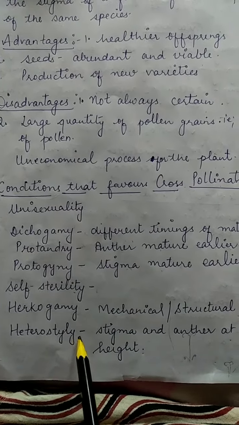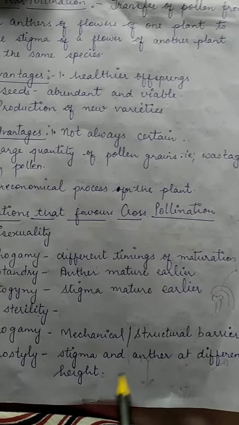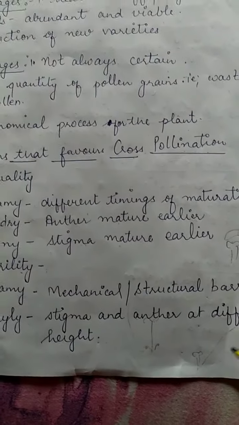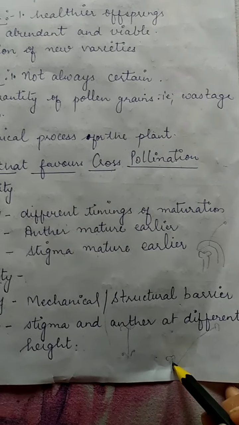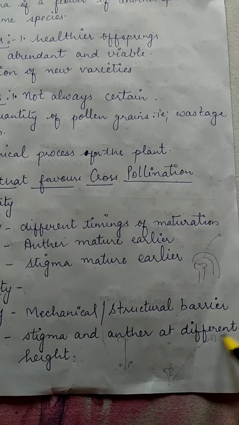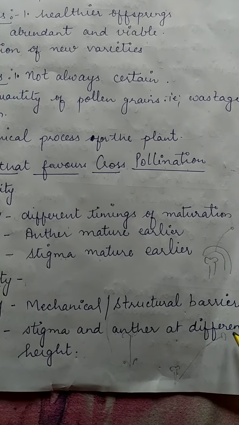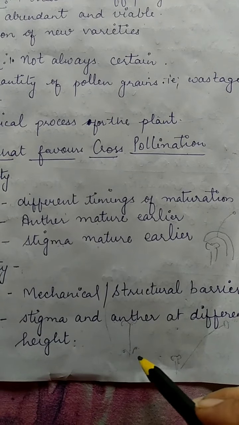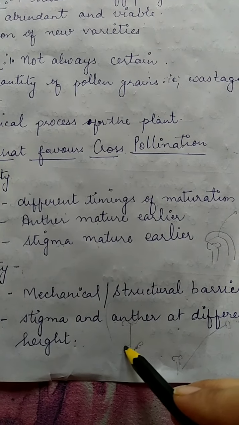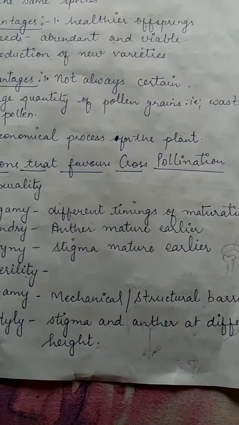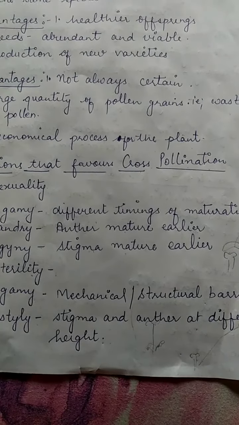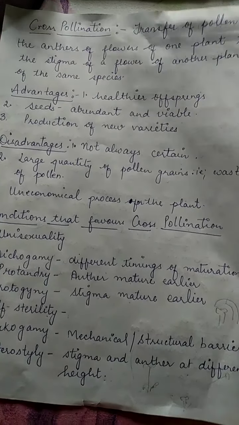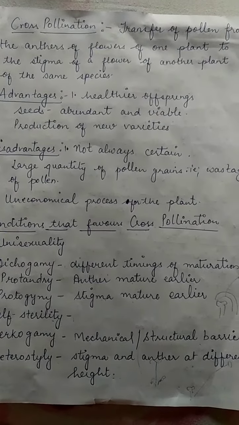Fifth point is heterostyly. It means the stigma and anthers are at different heights, which stops self-pollination. Either the stigma is lying much below and the anthers are outreaching, very far from the stigma, so there is a height difference between the two, or the stigma is much higher and the anthers are smaller. So these different heights of the style of the stigma and anther lead to cross-pollination. It favors cross-pollination. So this is all about cross-pollination.